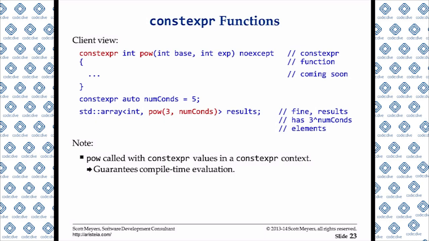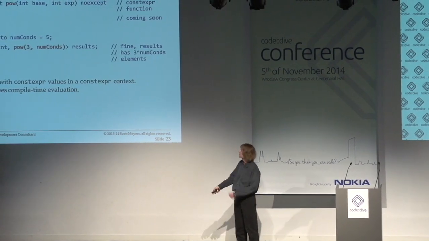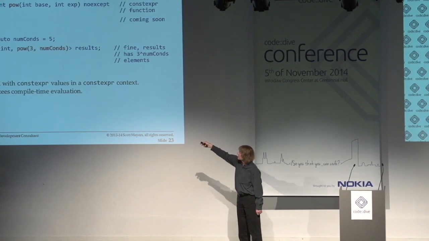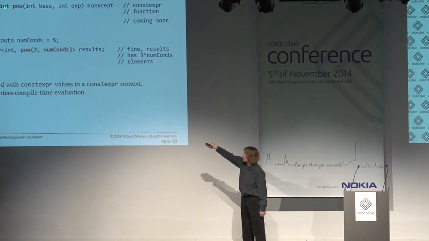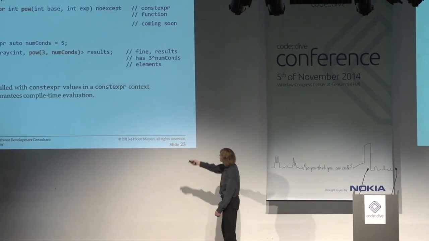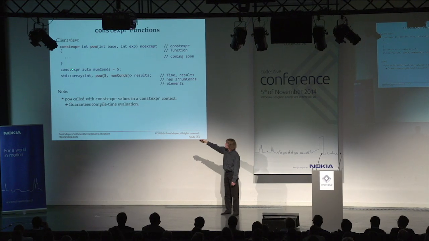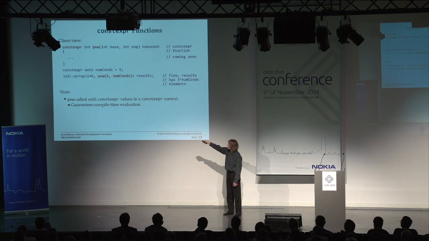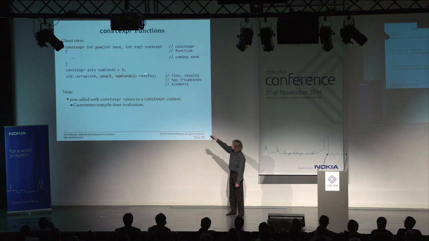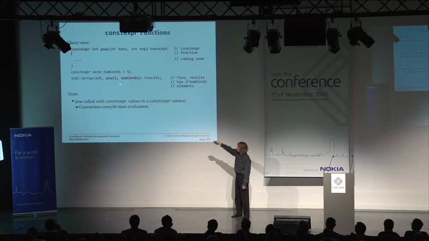Because it's a constexpr function, that just means if this int and this int are known during compilation, then this int, if it's used in a context requiring a compile time value, will be computed during compilation. So the number of conditions is 5, and because I know it during compilation, that's constexpr. So I can declare a std::array of int of pow of 3 and numCons results. This will be computed during compilation.